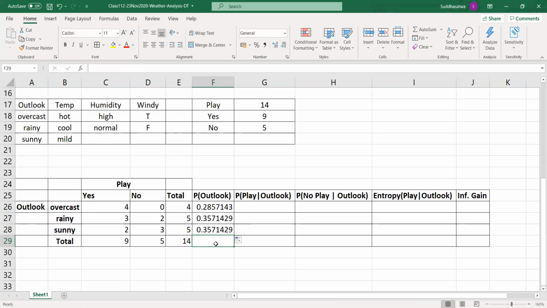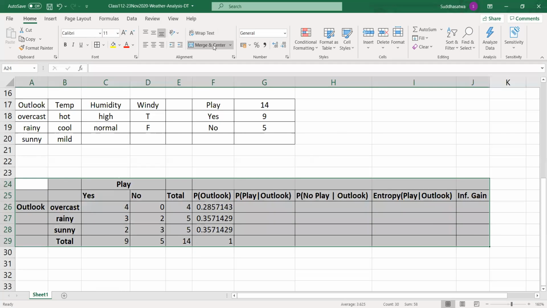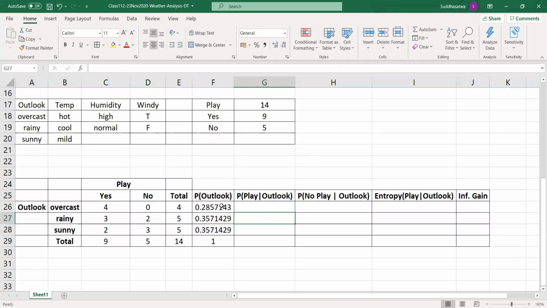Now, obviously, this sum is going to total to what? This is going to total to 1, right? Because these are individual probabilities, and individual probabilities always sum to 1. We know that already, right? So that is just a confirmation that we have calculated the probabilities in the right way.